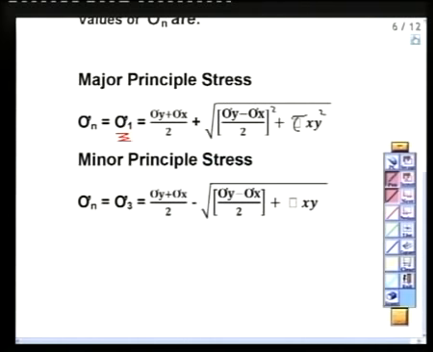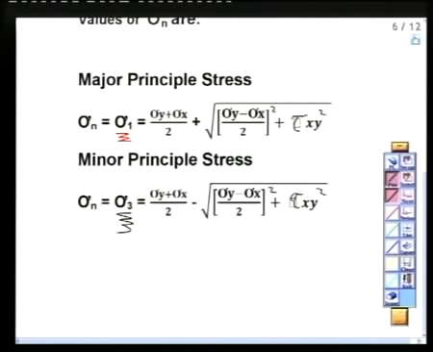And the minor principal stress, which from now on we will call sigma 3. Now when I say sigma 1, you will know that sigma 1 is this value. It's sigma n, the normal stress. Sigma 3 is the minor normal stress. Sigma y plus sigma x, etc. This is squared, of course, and this is squared. What is the difference between them? You see, they are the same values, but here we have plus, and here we have minus.